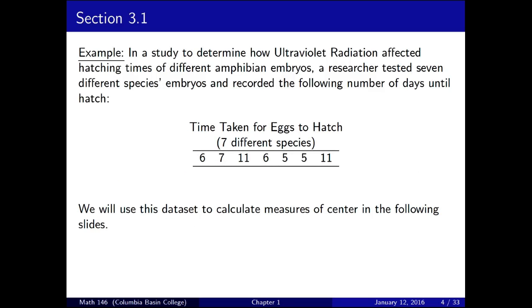So the easiest way to take a look at these is just to look at an example. Here's an example where they were trying to determine how UV radiation could affect hatching times for different amphibians. Here's a data set for 7 different species where they recorded the hatching time. So these are the observations. The first observation was 6 days, the second observation was 7 days, and so on. And I'd like to calculate those different measures of center for the data we have here.